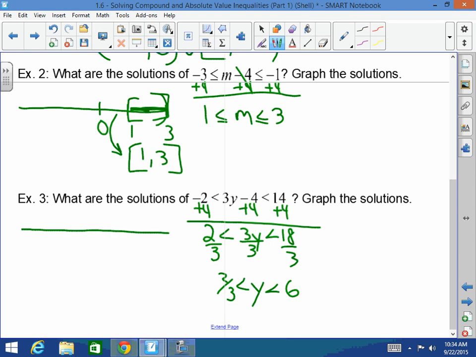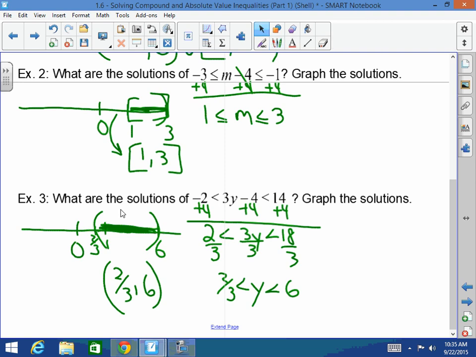Graph it. 0 is my reference point. Here's 1. 2/3 is about here, and then 6 is over here. Parentheses on 2/3, and I'm going towards the 6. Parentheses on the 6, and I'm going towards the left because it's less than. How would I write this in interval notation? Comma 6. Perfection. Does that make sense?